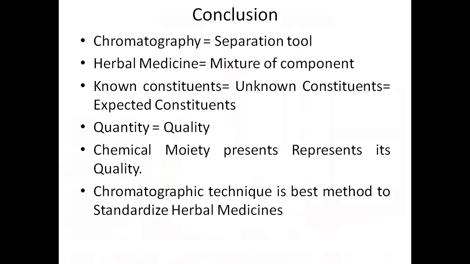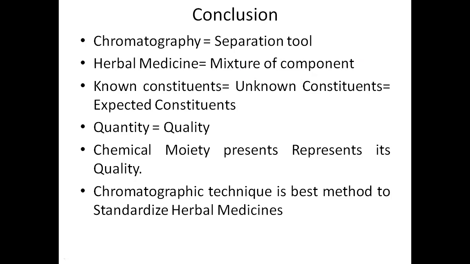So ultimately, how can we conclude? As we know, chromatography is a separation tool. We could see that we are separating the components present in the test extract, right? When you are able to separate the constituents present, it will be easy to identify what that particular component is. Herbal medicines are nothing but a mixture of components. First of all, one herb itself is a mixture of chemical constituents.